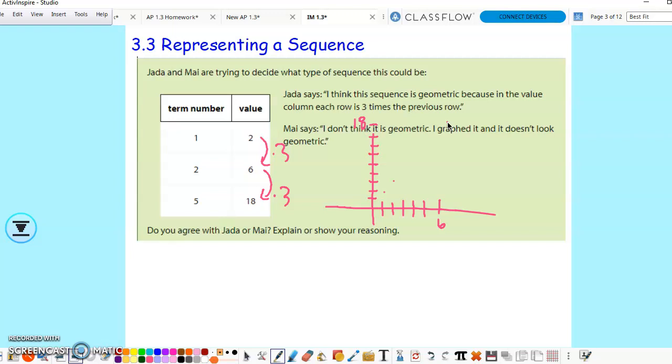So what do you think Jada missed when we look at the table? This says the first term has a value of 2. This says the second term has a value of 6. But notice the terms, it skipped terms 3 and 4, where the fifth term is 18. So really watch those details, because we looked at the first two terms, but then all of a sudden it jumped to the fifth term. So be very, very careful. All right, so it's not geometric.